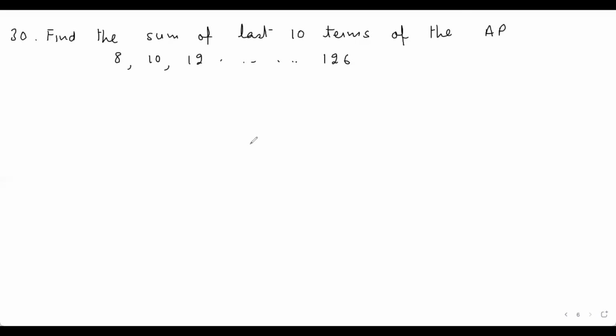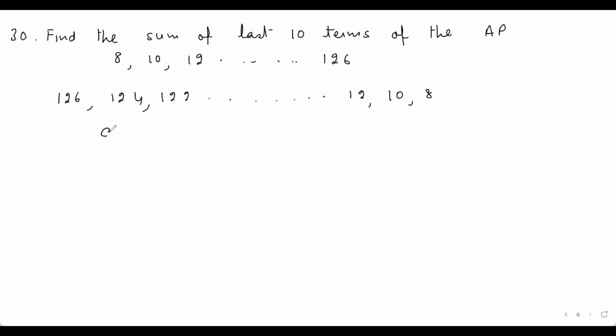Now the 30th question is find the sum of last 10 terms of the AP, 8, 10, 12, up to 126. You have to find the sum of last 10 terms. So write it in reverse order. 126, 124, 122, ..., 12, 10, 8. If you write it in reverse order, then you have to find the sum of first 10 terms.